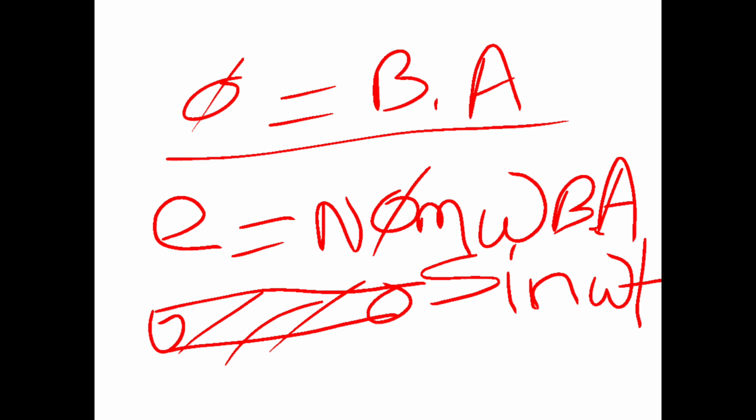And when omega t is 90 degrees, then our EMF, means E is equals to maximum. E is equals to N phi m omega B dot A, means E is equals to E maximum. This time our change of magnetic flux is maximum.